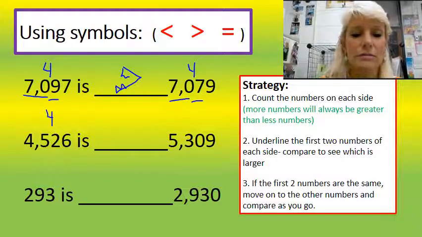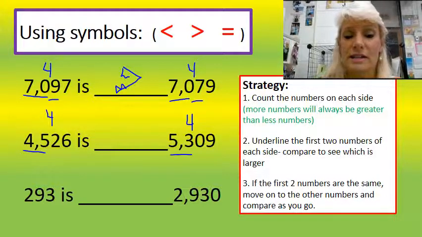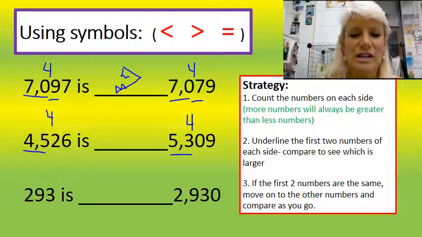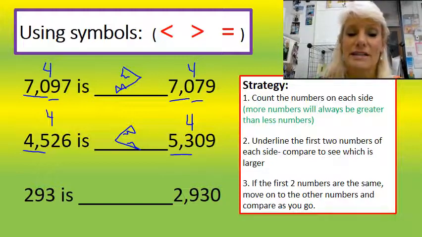I see 4 and I see 4. So I'm going to strategy 2, which means I underline the first 2 numbers, and I can see that 45 and 53. 53 is my bigger number. I like to put teeth on them sometimes. So I can tell that 4,526 is less than 5,309.